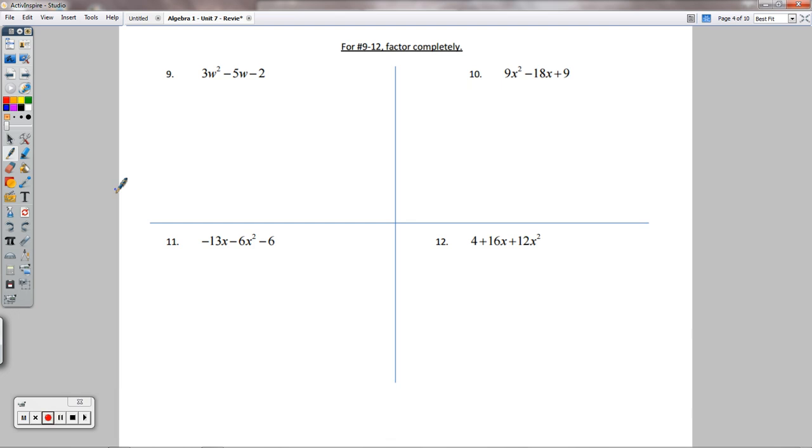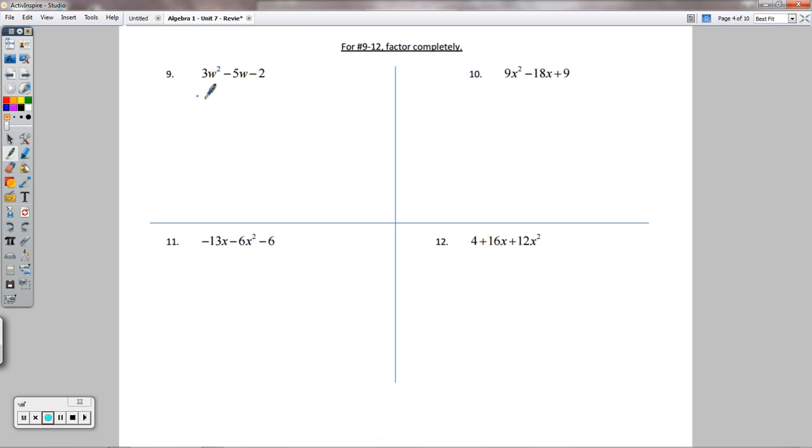Number 9, now we're trying to factor completely, and this is where a does not equal 1. A, b, and c are the coefficients and the constant term for c that you see there. So 3, negative 5, negative 2. Is there a GCF first? Always look for that first. If there's not, you can't take anything out. If there is, though, like there will be with 2 of these problems here, we would take that out first. So from here, let's see what we can do.